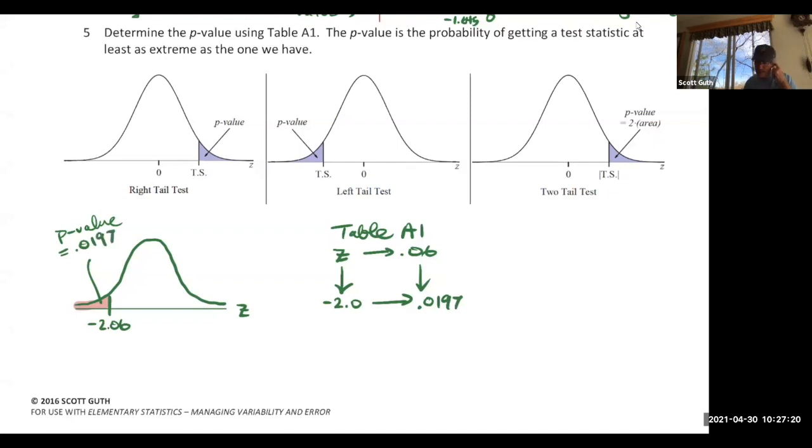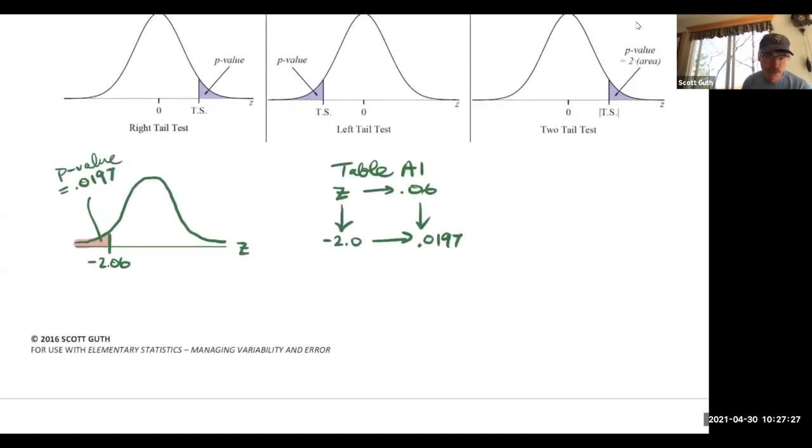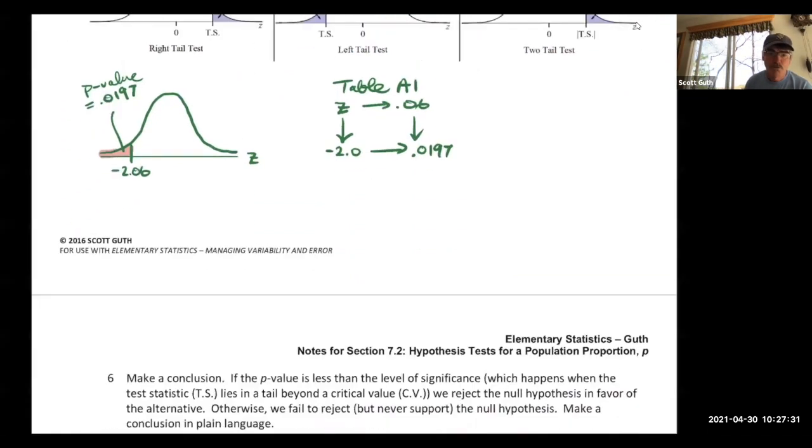Okay, so that's less than the 5% rule for statistical significance. And that's all you need to do to prove what you were trying to prove, which is the alternative hypothesis. Okay. So make a conclusion.